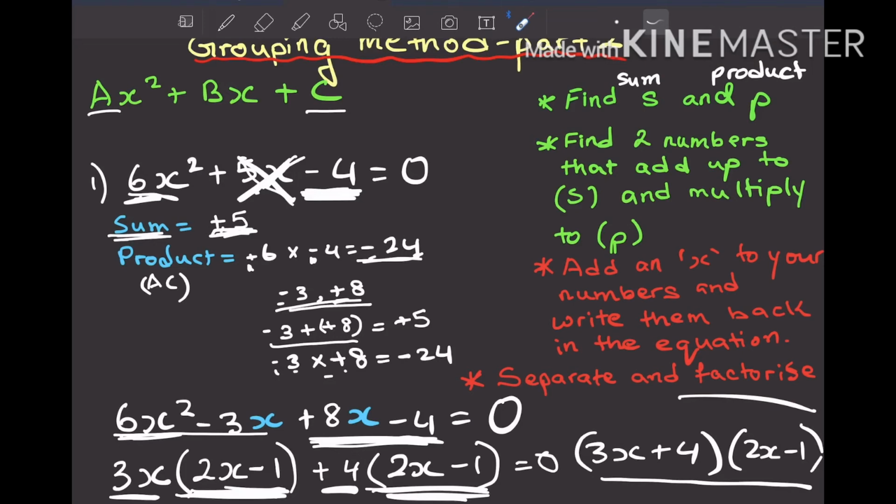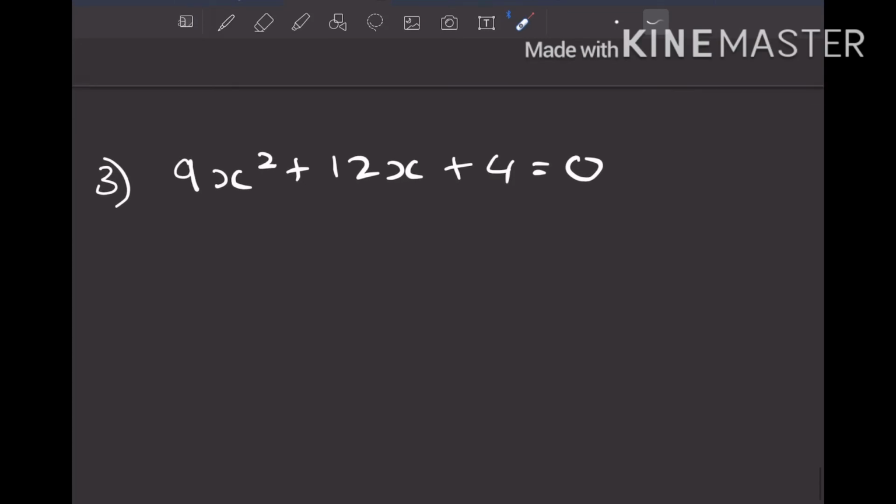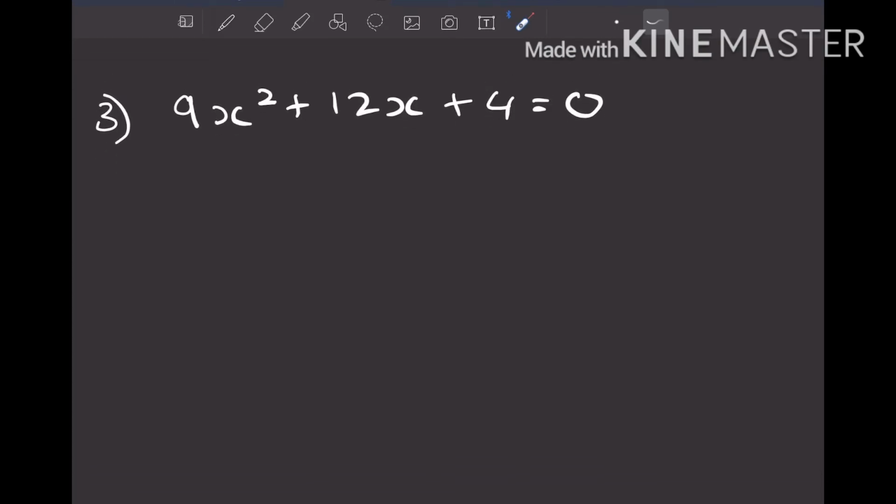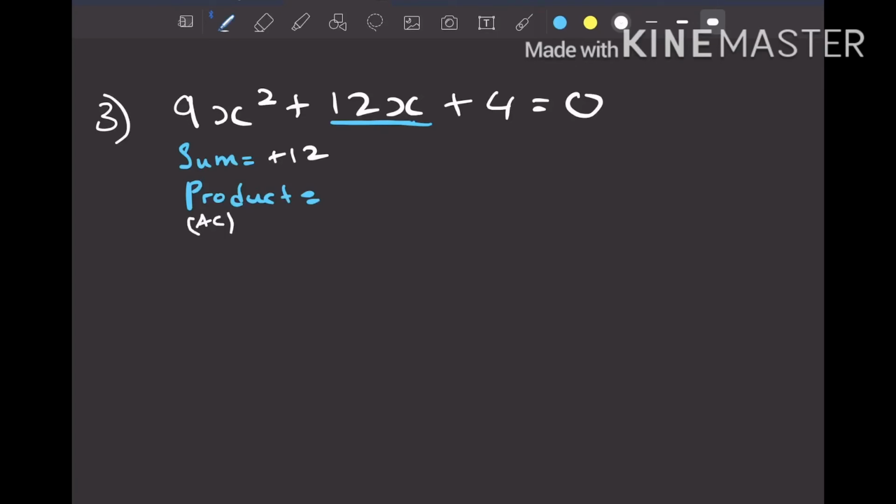Just use these and I can guarantee you'll get the right answer. So the first step says find the S and P, the sum number and the product number. As I said in the previous two examples, the sum and product, so let's write them down here. Product here. And the sum, as I said, is always the middle number or the b or the number with the x. So here it is a plus 12.